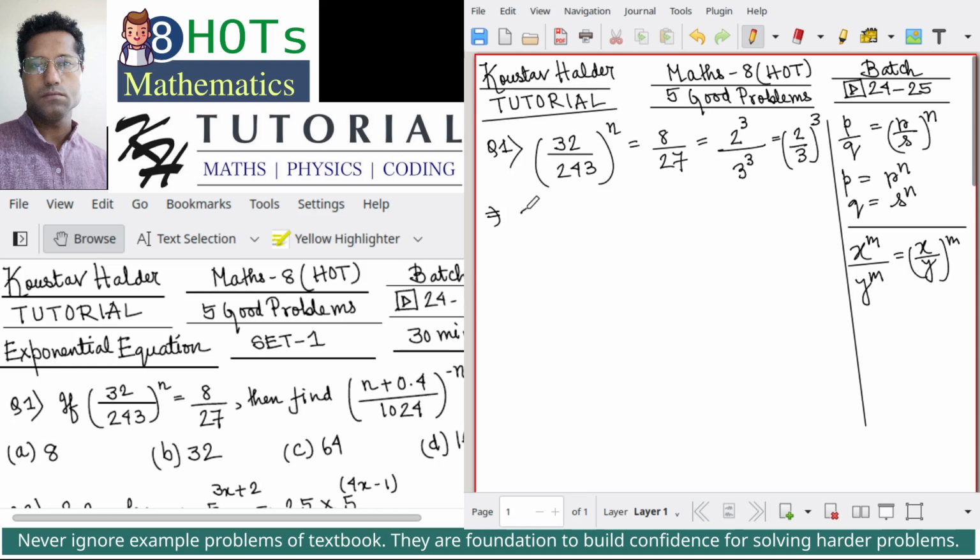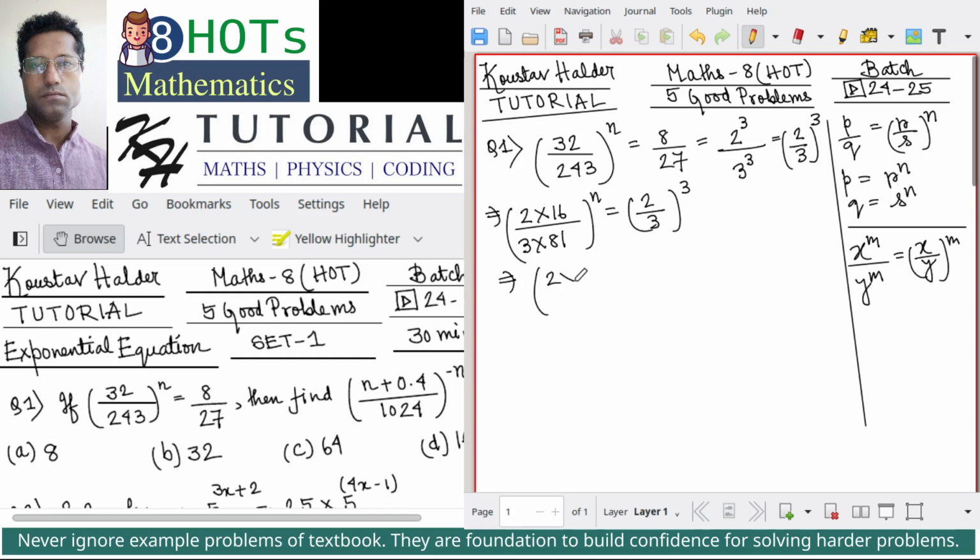So what is 32? 32 is 2 multiplied by 16. Okay, and what is 243? We should be able to express 243 as a power of 3 and 32 as a power of 2, and both the powers should be same. Okay, so 243 is 3 multiplied by 81. Okay, fine. Now let's simplify the left hand side again further.